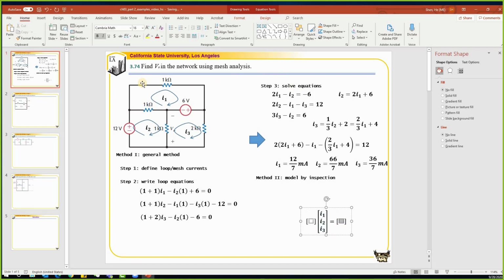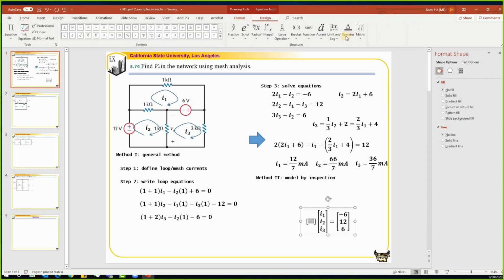And on the right-hand side, which is the voltage increase. So following the first loop, we have a negative 6. In the second loop, that is a 12 because it's an increase, right? And in the third loop, we have an increase of 6, so that is 6.